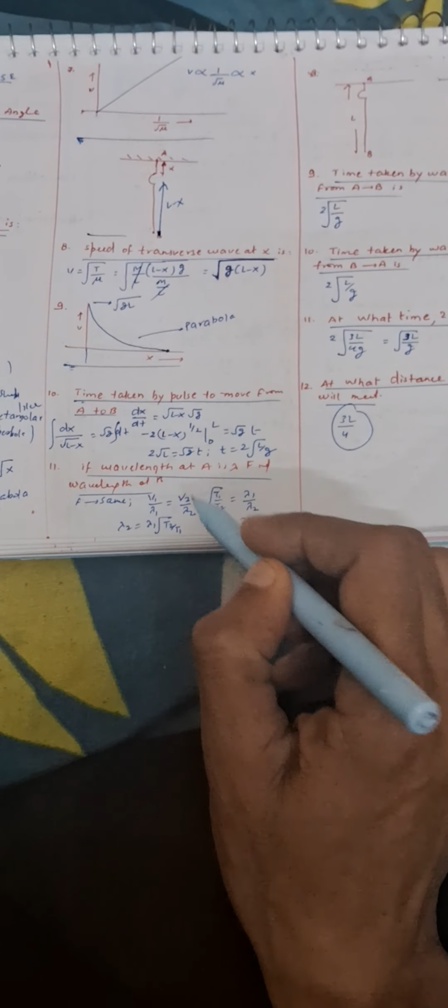Next question: the wavelength at A is lambda. Find the wavelength at B. B is this point. Here we can say that the frequency remains the same. So V1 by lambda 1 is V2 by lambda 2. And we can see that at point B, the tension will be 0. So that means lambda 2 will also be 0 at this point.